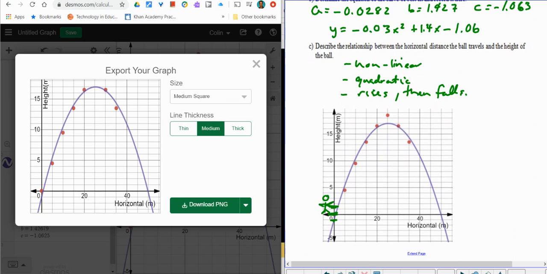The better thing is we learned how to take a table of values and do a regression in Desmos, which is a very good skill to learn. All right, so practice that and get good at it, and use Desmos to help your work.